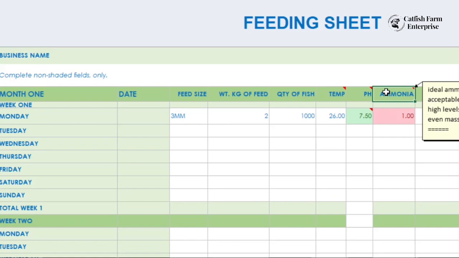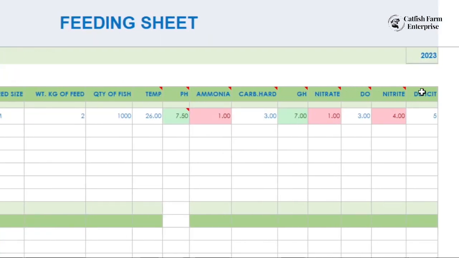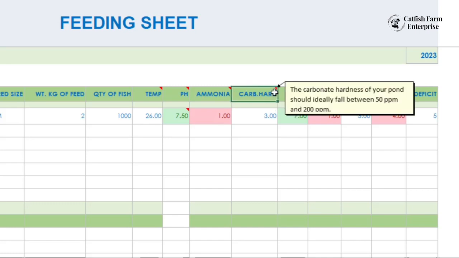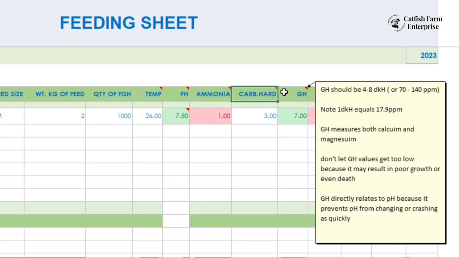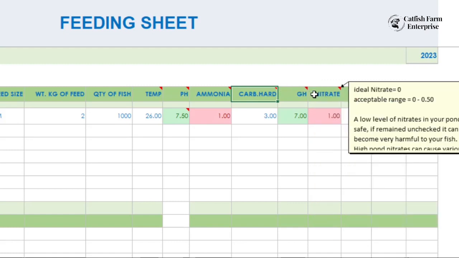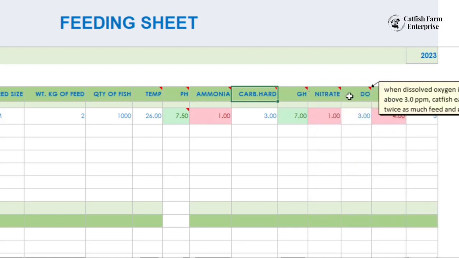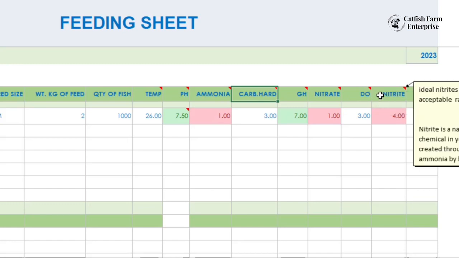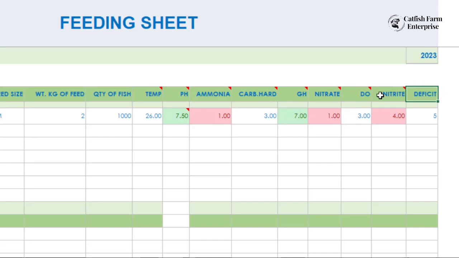For ideal ammonia, it should be 0, but this is the range. So it happens for the different ones we have. We have the carbonate hardness, it gives you the range. You have the GH, it also gives you the range. Also for nitrite, it gives you the range. For DO, it gives you the range. For nitrate also, it tells you what to expect. So these are the deficits.